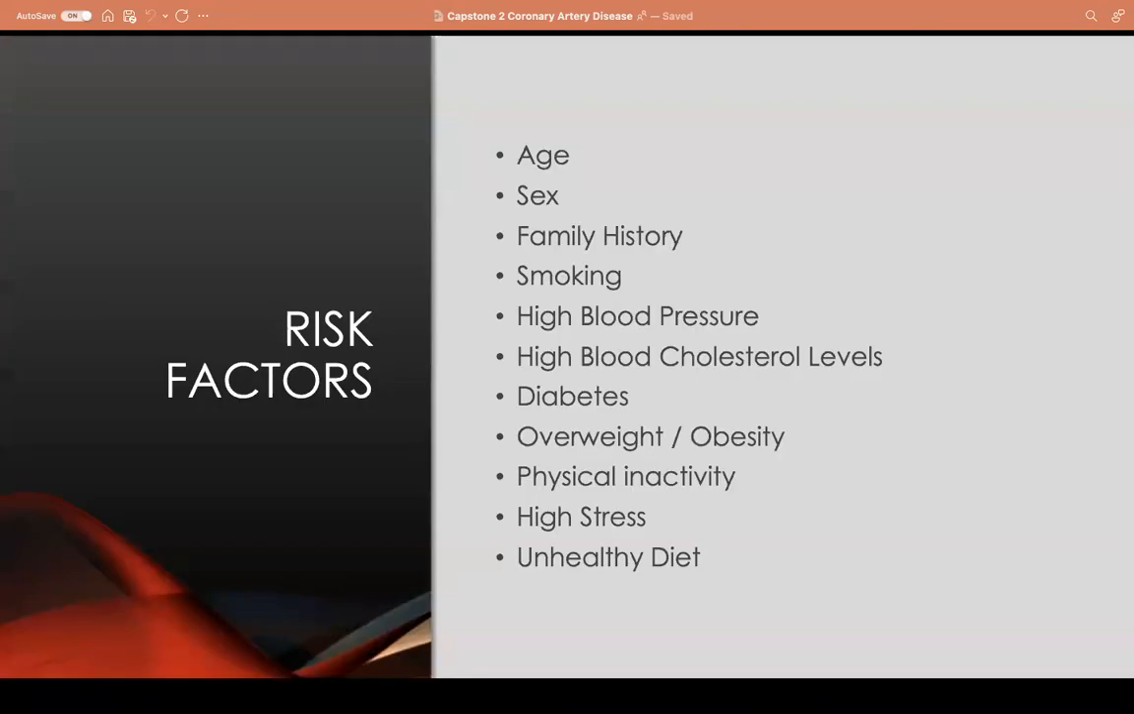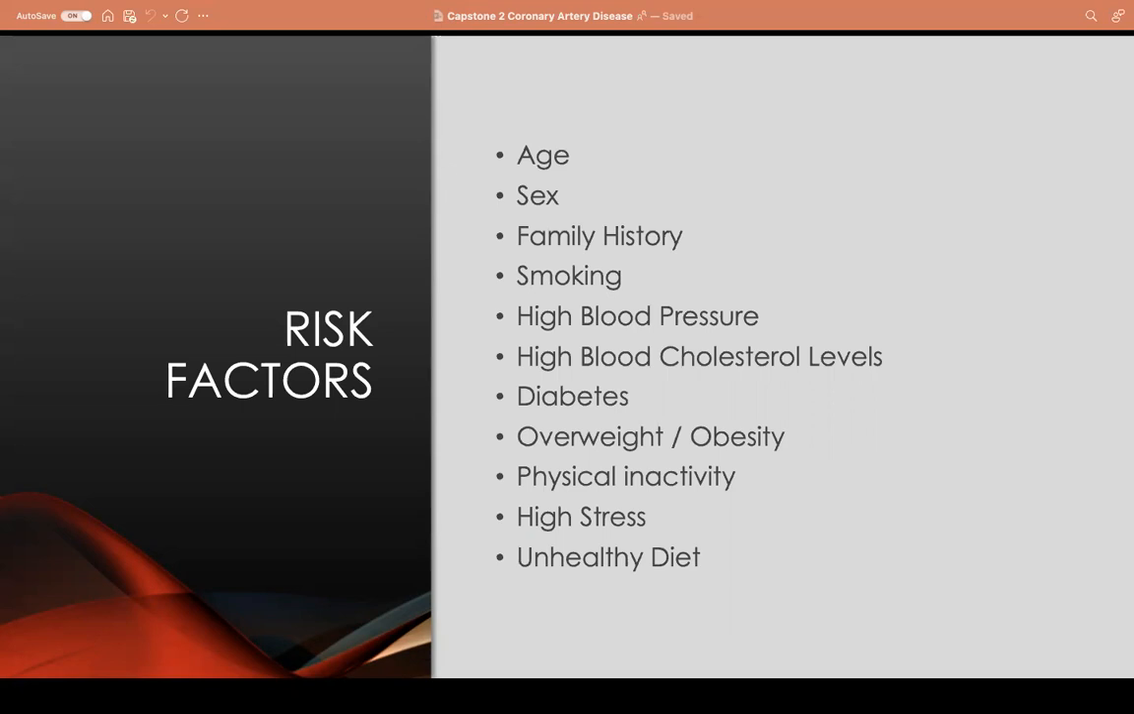Risk factors of coronary artery disease include a person's age, their sex, which is whether they are male or female, their family history, if someone in their family has had coronary artery disease in the past, or heart problems, smoking, high blood pressure, high blood cholesterol levels, diabetes, being overweight or obesity, physical inactivity or a sedentary lifestyle, high stress, and an unhealthy diet.